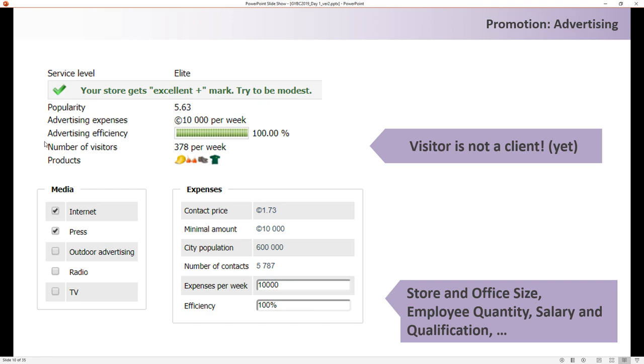We have to take into consideration that visitors are not yet clients, and they will become clients only if your salespeople are able to perform properly, you have enough space in the store, as well as enough goods, and given that your proposition of quality and price combination of the goods you're selling is decent. What is important is that you can affect popularity and number of visitors, and these two indicators can be affected by advertising. A long-term effect is popularity of the store, and a short-term effect is the number of visitors.